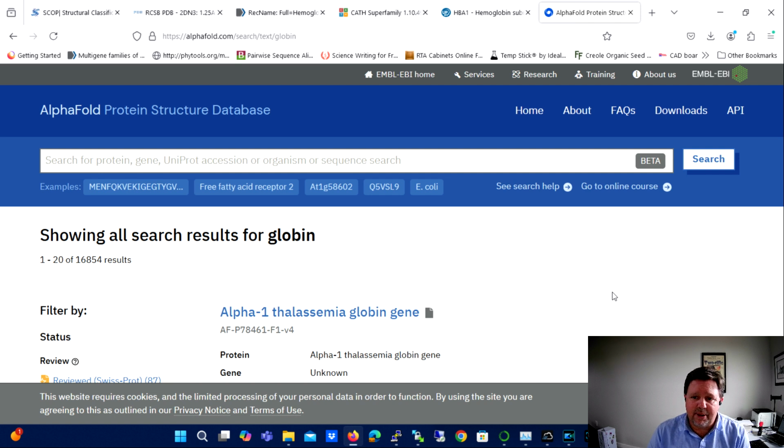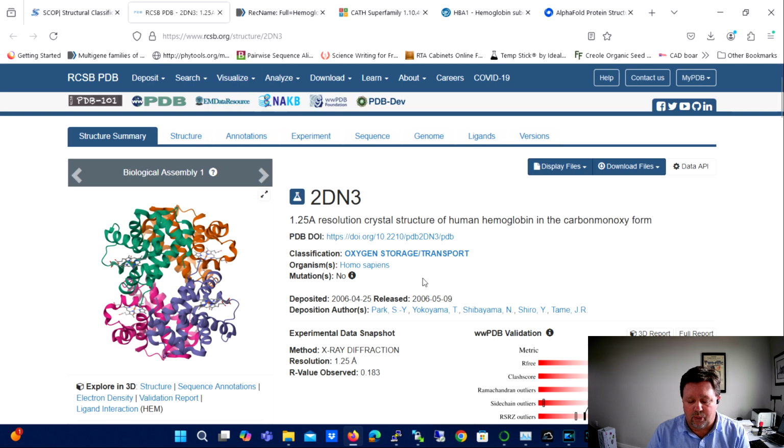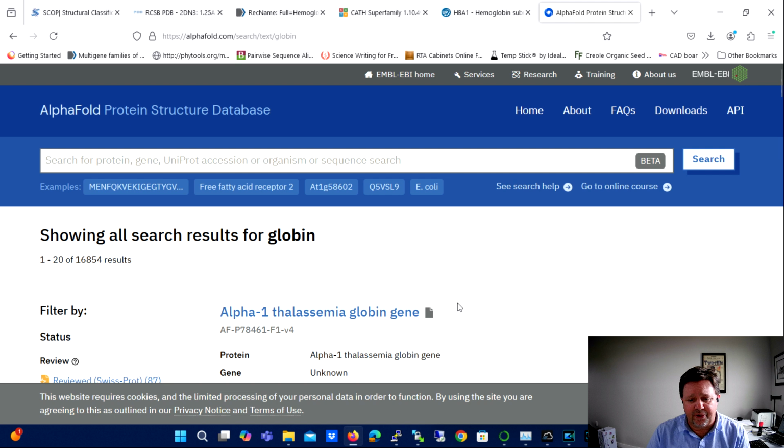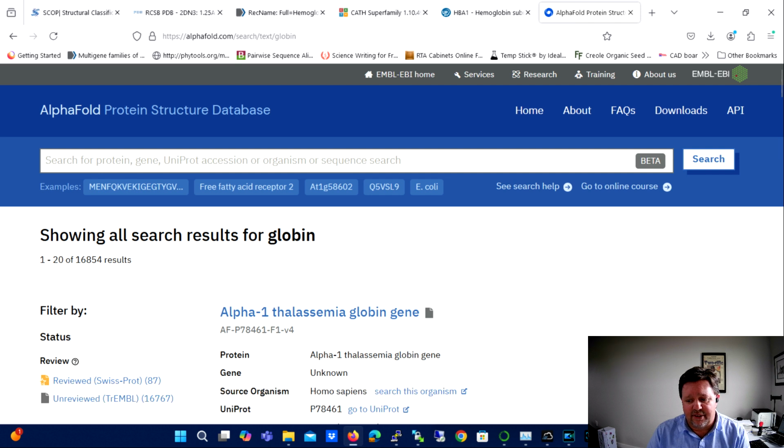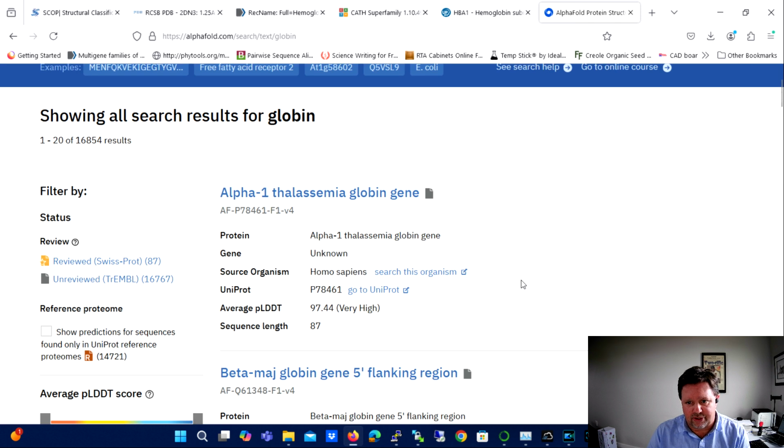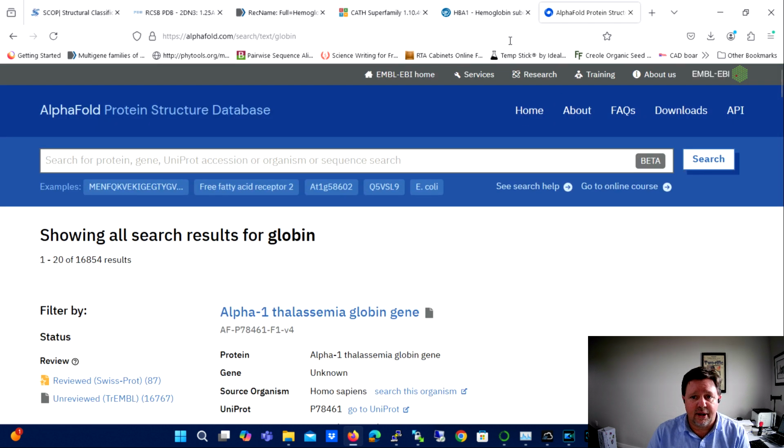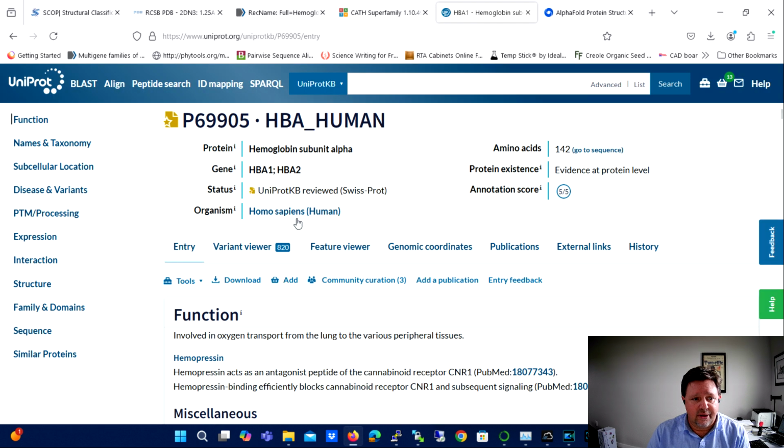There are many more structures available in the AlphaFold database than there are in the Protein Data Bank. Why is this? Because it's very expensive in time and money to experimentally determine these structures. So the advent of AlphaFold has given us access to many more structures. Okay, there's also the UniProt database.